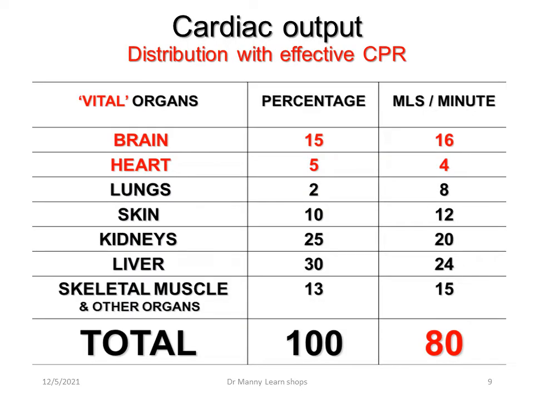So the distribution then of cardiac output with effective CPR is the brain's only receiving 16 mils per minute. Heart's only receiving 4 mils per minute. The total effective cardiac output with effective CPR is 80 mils per minute.